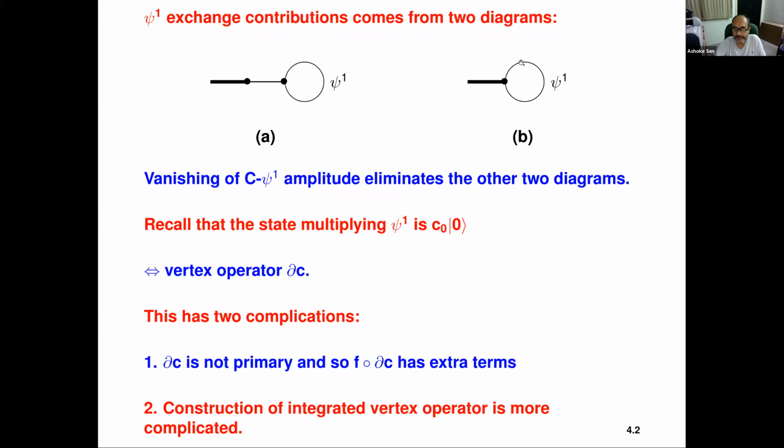And that's simple when the vertex operator has a structure of C times a matter primary of dimension 1. But this is not the case here. So the construction of the integrated vertex operator from here is not absolutely obvious. And this is something that I'll discuss maybe at the end of the talk, because the discussion is somewhat technical.